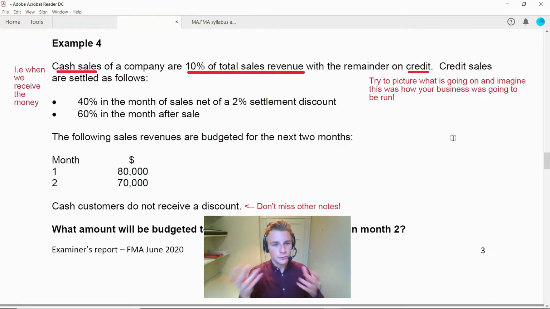So what we'll do is we'll just walk you through it as well. The cash sales of a company are 10% of the total sales revenue, with the remainder on credit.